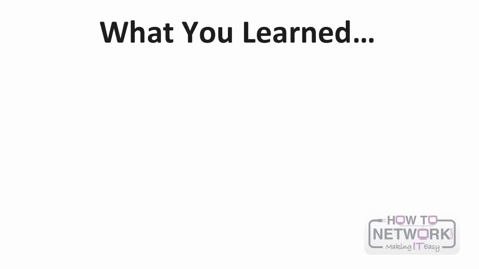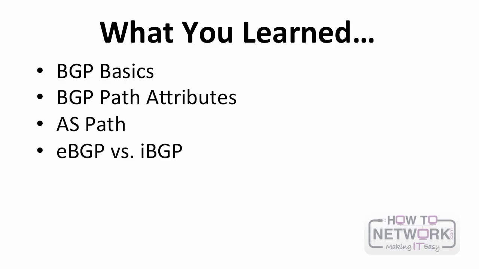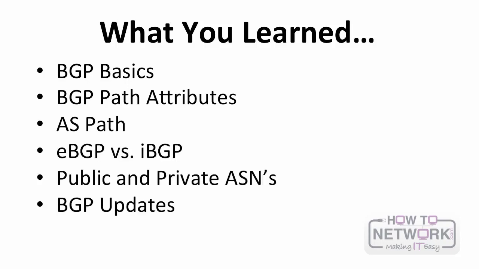So here's what you've learned. You've learned about the BGP basics, path attributes, the AS path, eBGP versus iBGP, public versus private ASNs, how BGP updates work, and you got an idea of how you advertise routes within BGP. This is a good foundation for you as you move into the more detailed videos coming forth.